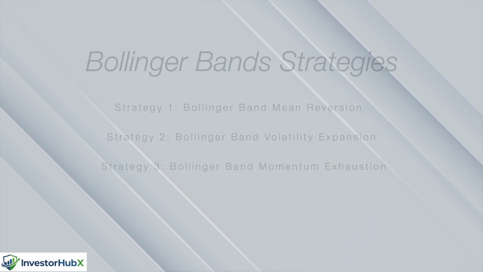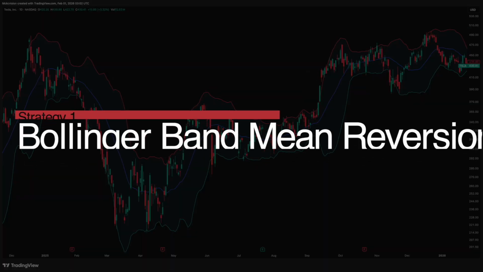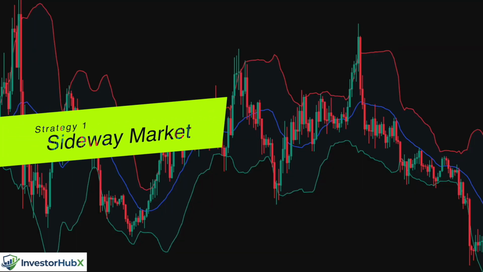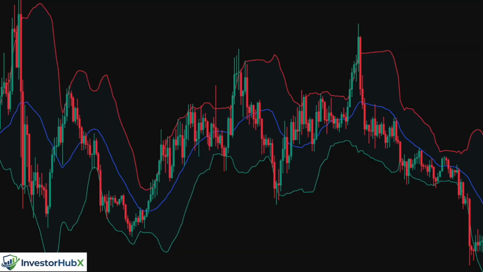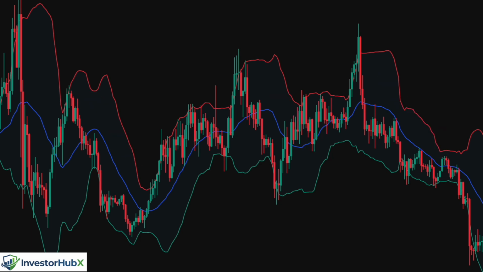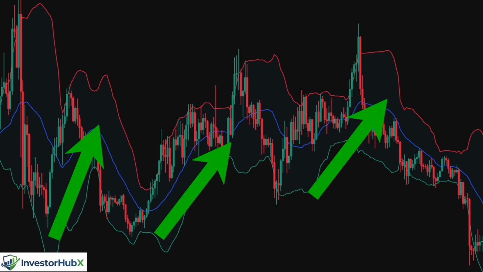The first strategy is the Bollinger Band Mean Reversion setup. This setup is used mainly in sideways or range-bound markets, where price tends to oscillate between the upper and lower bands. This is Chainlink on the daily time frame. In a sideways market, when price approaches the upper band, it often behaves like dynamic resistance, where upward momentum slows and price may pull back. When price approaches the lower band, it often acts as dynamic support, where selling pressure weakens and price may bounce.